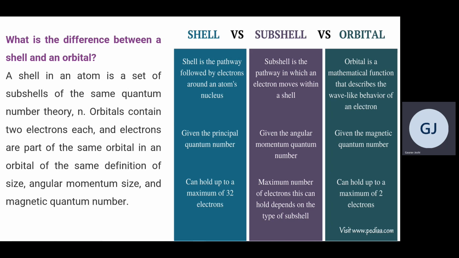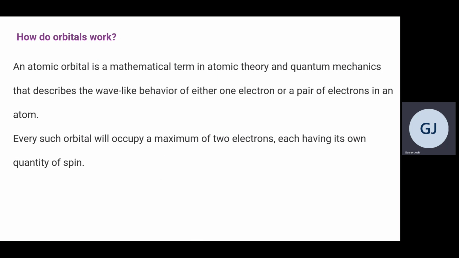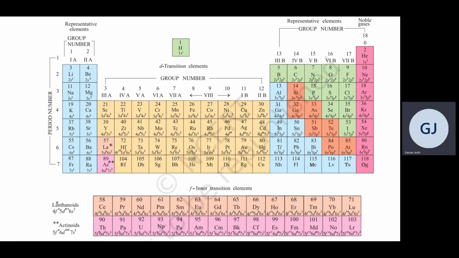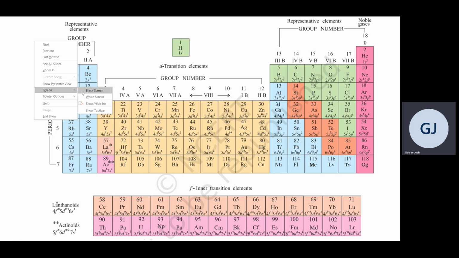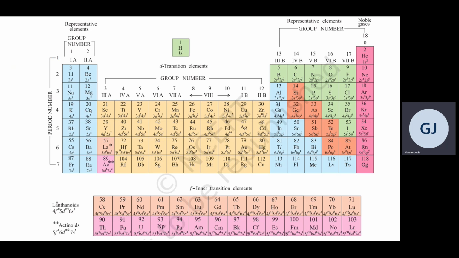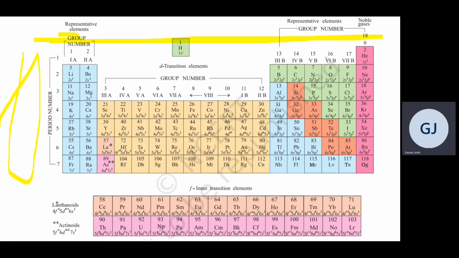Now I'll just tell you this: you can go through the difference between subshell, shell and orbital. We have already discussed it. Now, how do these orbitals actually work? We'll be discussing this. For example, if you look at the periodic table, how do s, p, d and f come into the picture? These are the groups, and these are the periods. There are also some colors.